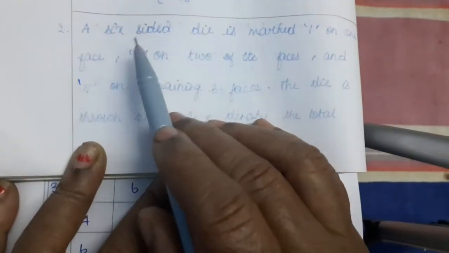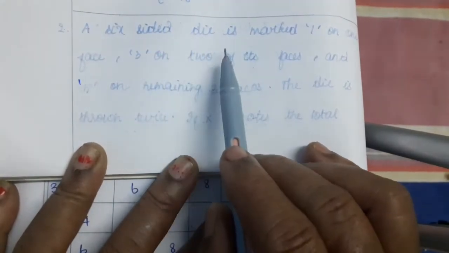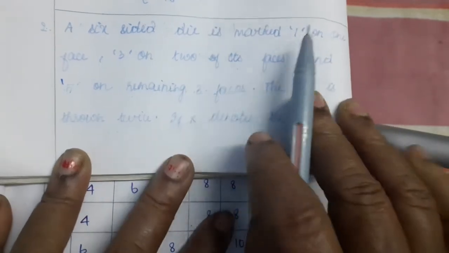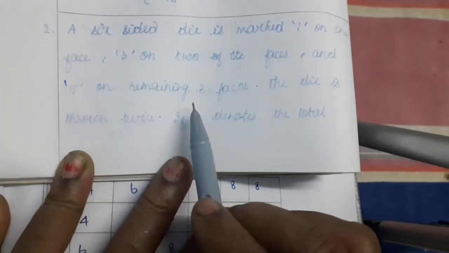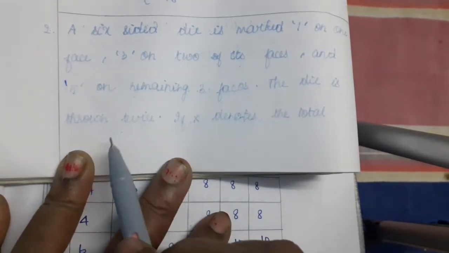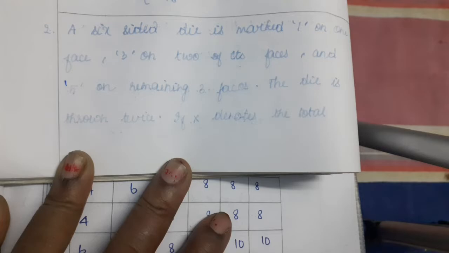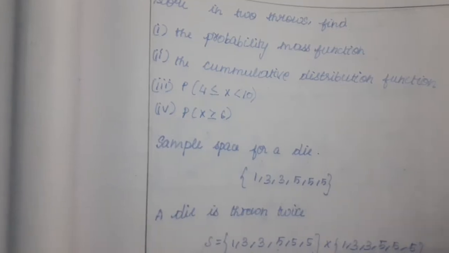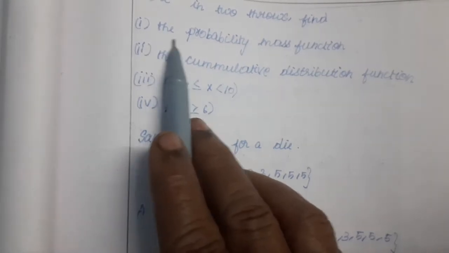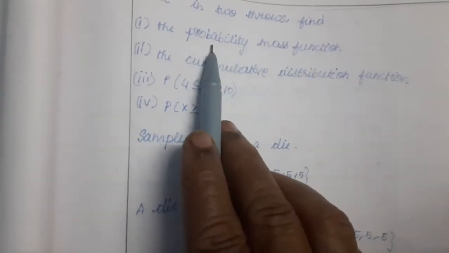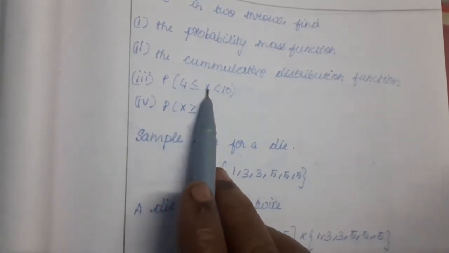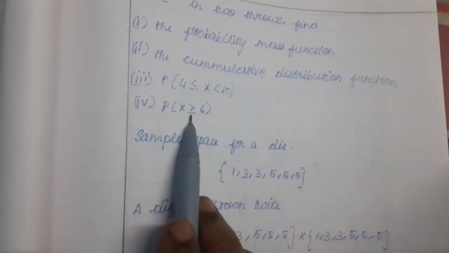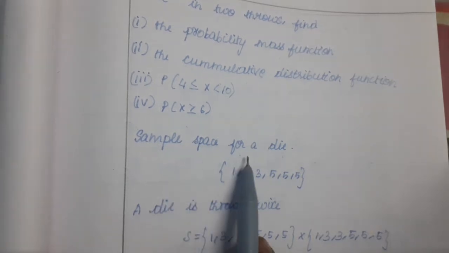See the second question. A special die, a 6-sided die, is marked 1 on 1 face, 3 on 2 of its faces, and 5 on the remaining 3 faces. The die is thrown twice. If X denotes the total score in 2 throws, we are going to find the probability mass function, the cumulative distribution function, the probability of X lies between 4 and 10, and the probability of X greater than or equal to x. What is the sample space for the die?